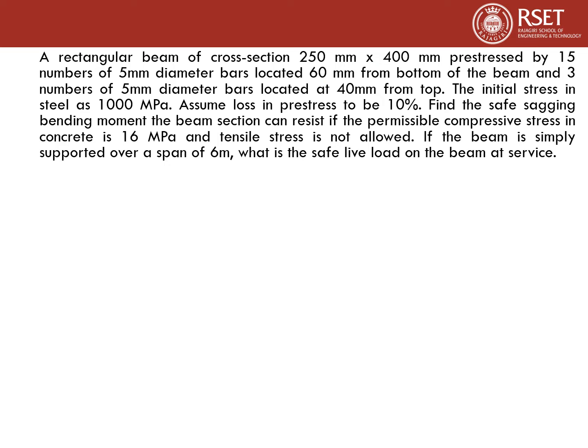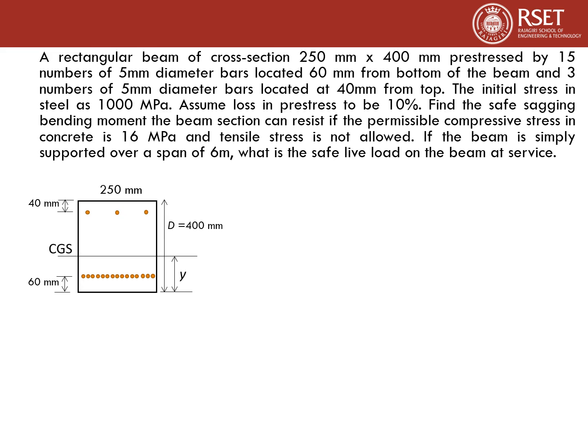Now the next problem. A rectangular beam of cross-section 250 mm by 400 mm, pre-stressed by 15 numbers of 5 mm diameter bars, located 60 mm from bottom of the beam, and 3 numbers of 5 mm diameter bars located at 40 mm from top. So this will be the cross section of the beam, 250 by 400, and the three numbers of pre-stressing bars are located 40 mm from the top, and 15 numbers of pre-stressing bars of 5 mm diameter located at 60 mm from the bottom.